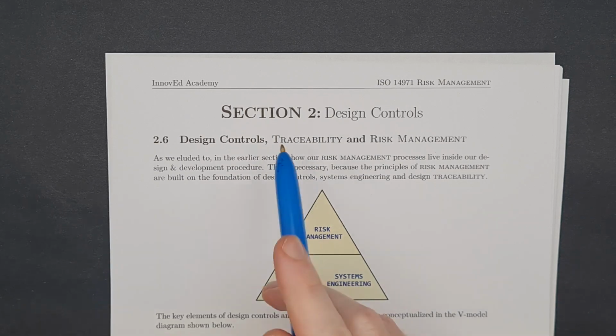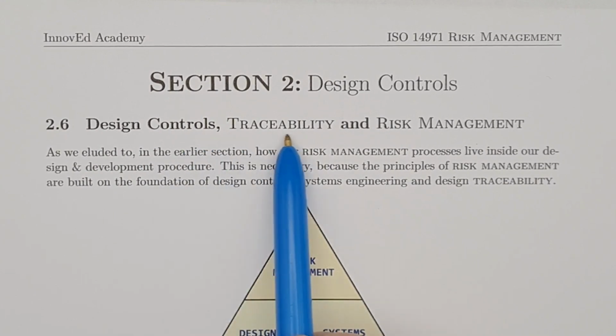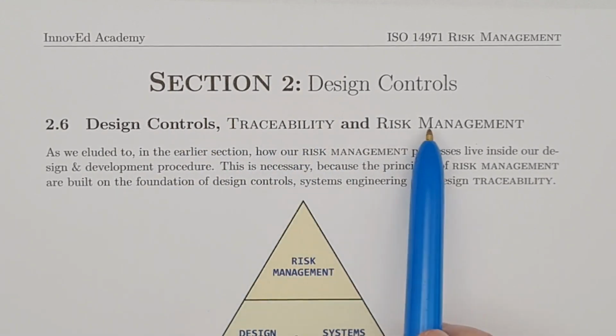So welcome to section 2. This is the section on design controls, and here we're going to cover design controls, design traceability and risk management.